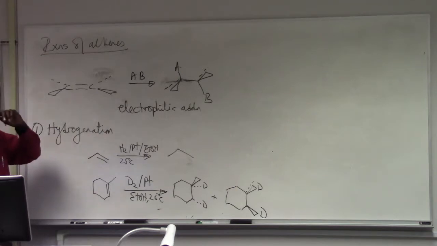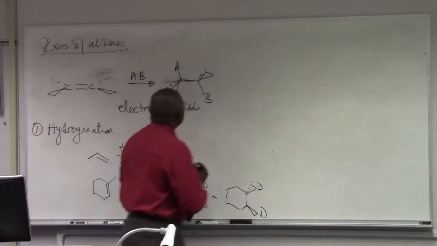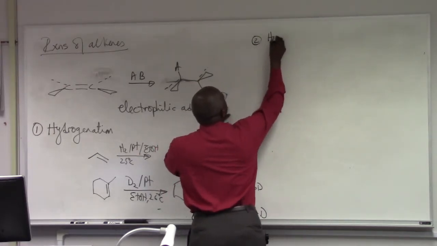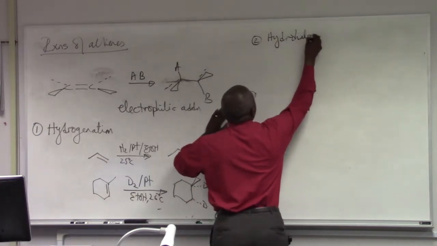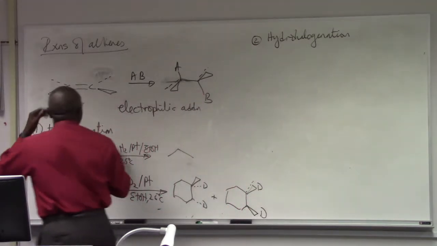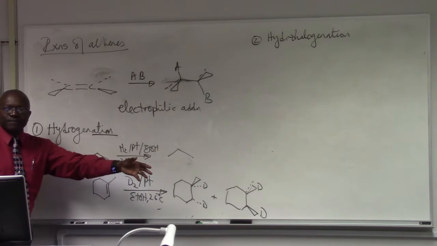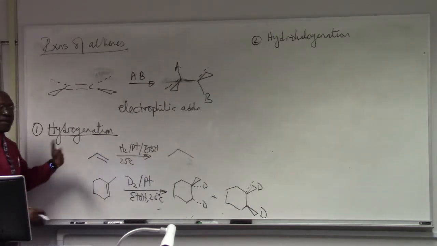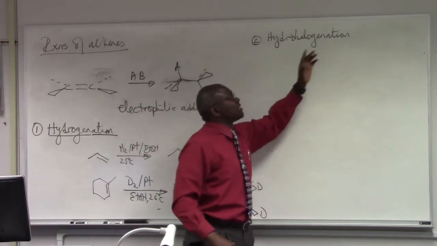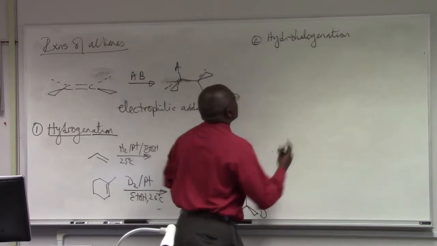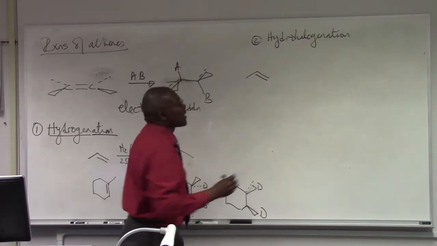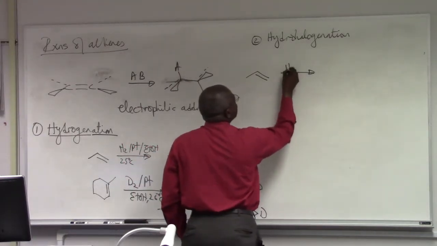So that's hydrogenation. The other reaction of alkenes is hydrohalogenation. And if you recall, when we were classifying reactions, you said that "ation" means addition of, and the thing that precedes "ation" is what you're adding. So hydrogenation is the addition of H2. Hydrohalogenation is the addition of a hydrogen halide. So let's take an example. Let's say I had propene, and I want to add HCl to propene.